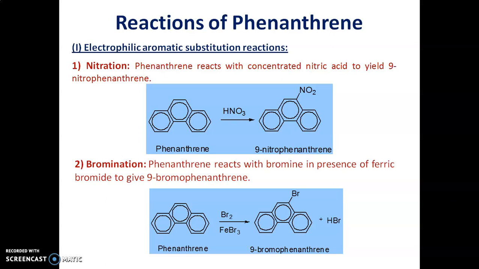The first electrophilic reaction is nitration reaction. So phenanthrene reacts with concentrated HNO3 to yield 9-nitrophenanthrene as the product. Similarly, bromination of phenanthrene can be carried out by reacting it with bromine in presence of ferric bromide to give 9-bromophenanthrene as the product.